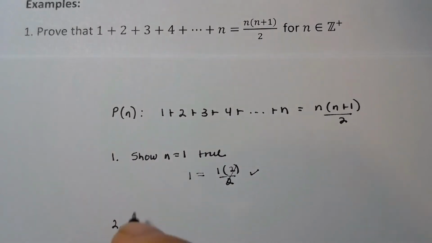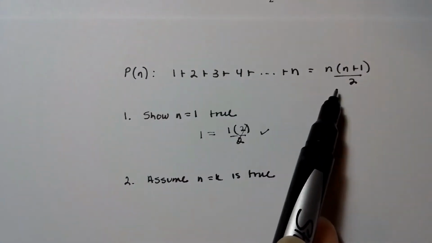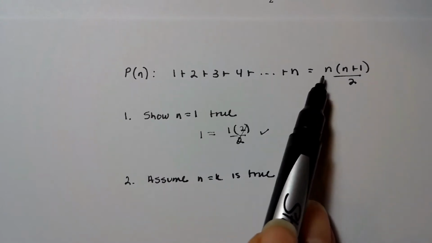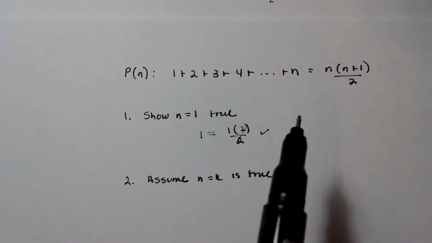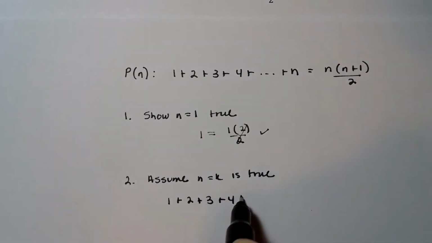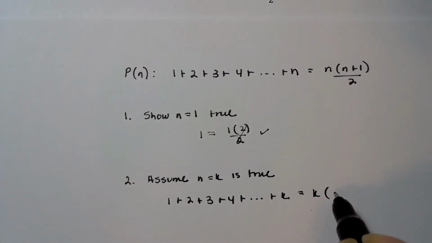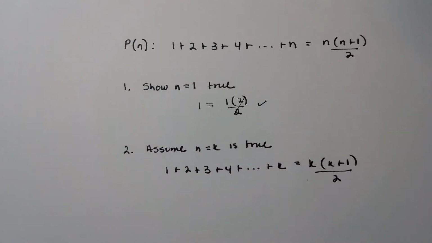Step 2, I need to do the inductive assumption. I need to say assume, and I need to write this, that n equals k is true. Then I need to rewrite this statement, but instead of putting n's here, I'm going to substitute a k in for every n. So 1 plus 2 plus 3 plus 4 plus ... plus k is equal to k times k plus 1 over 2. I'm assuming that's true.